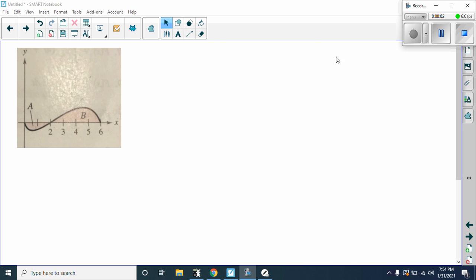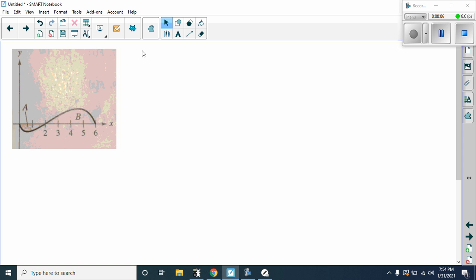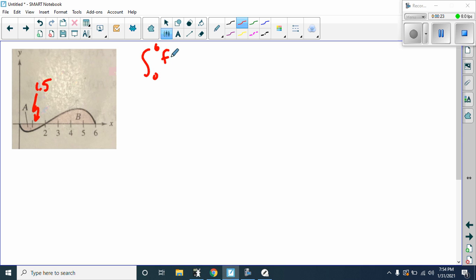That's page 285, numbers 55 through 60. They all refer to this figure right here. It tells us in the directions that the area of region A is 1.5. So this is 1.5 square units down here. And we also know that the integral from 0 to 6 of the function is 3.5.